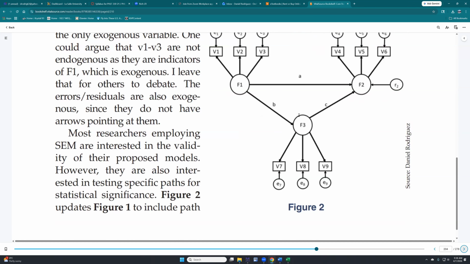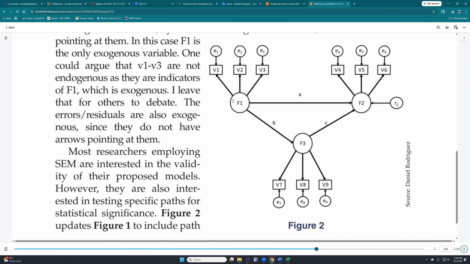Well, I can do this with regression, sort of, right? I mean, if I have a measured F1 and a measured F3 and a measured F2, I can use the PROCESS macro and test for mediation. But these aren't measured variables. See, they're factors, right? They're factors and they have their indicators. So you can't just do that with regression.